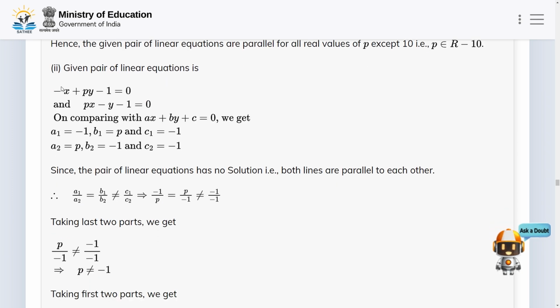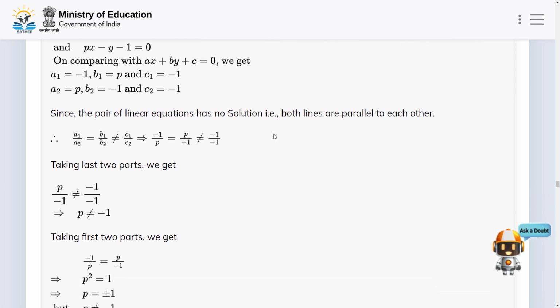And for the second, the given pair of linear equations is -x + py - 1 = 0 and px - y - 1 = 0. So when comparing with the general form of the pair of linear equations, here a1 = -1, b1 = p, and c1 = -1. a2 = p, b2 = -1, and c2 = -1.